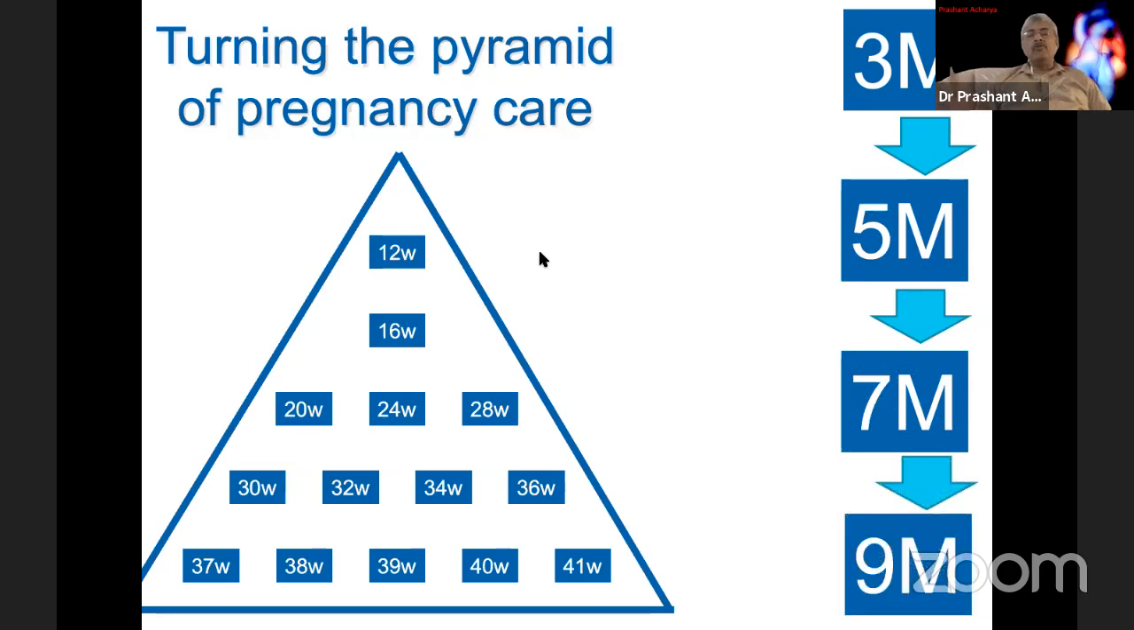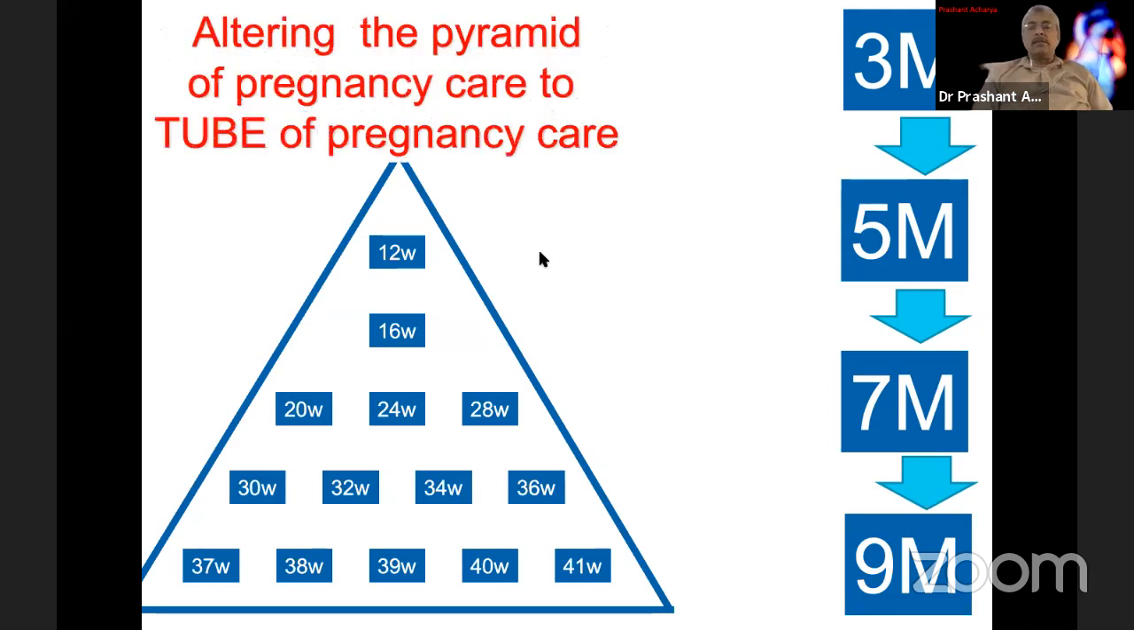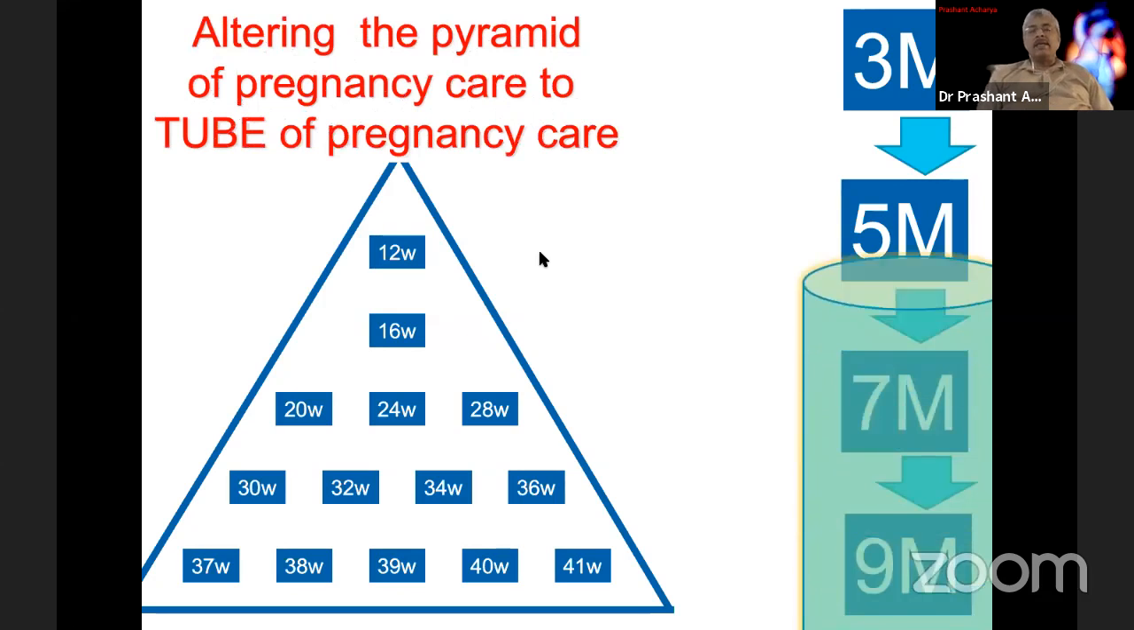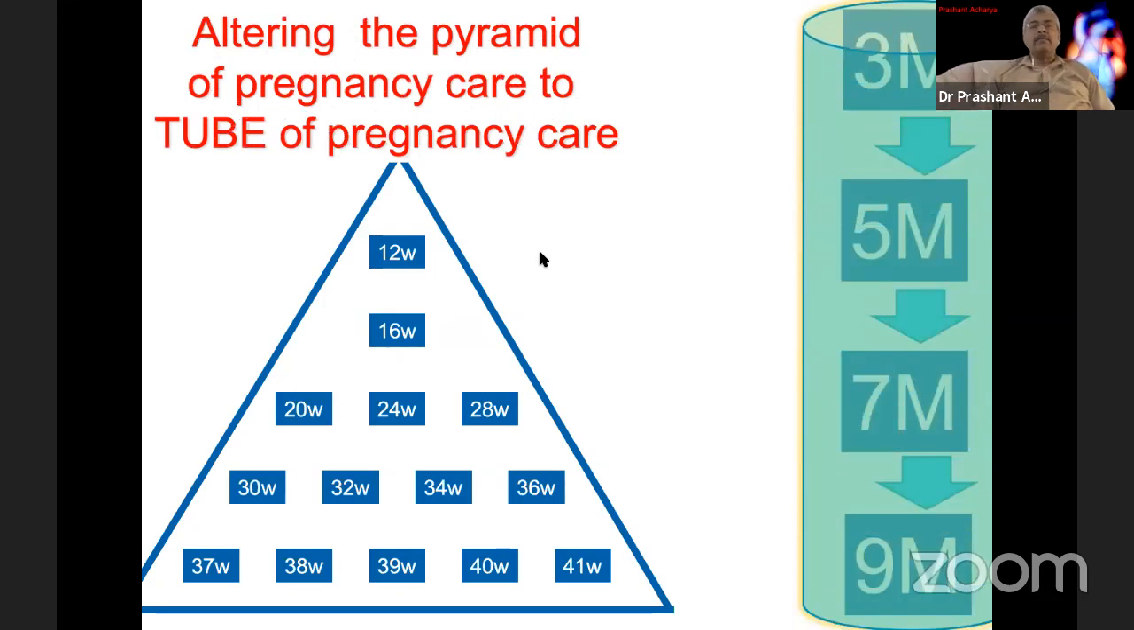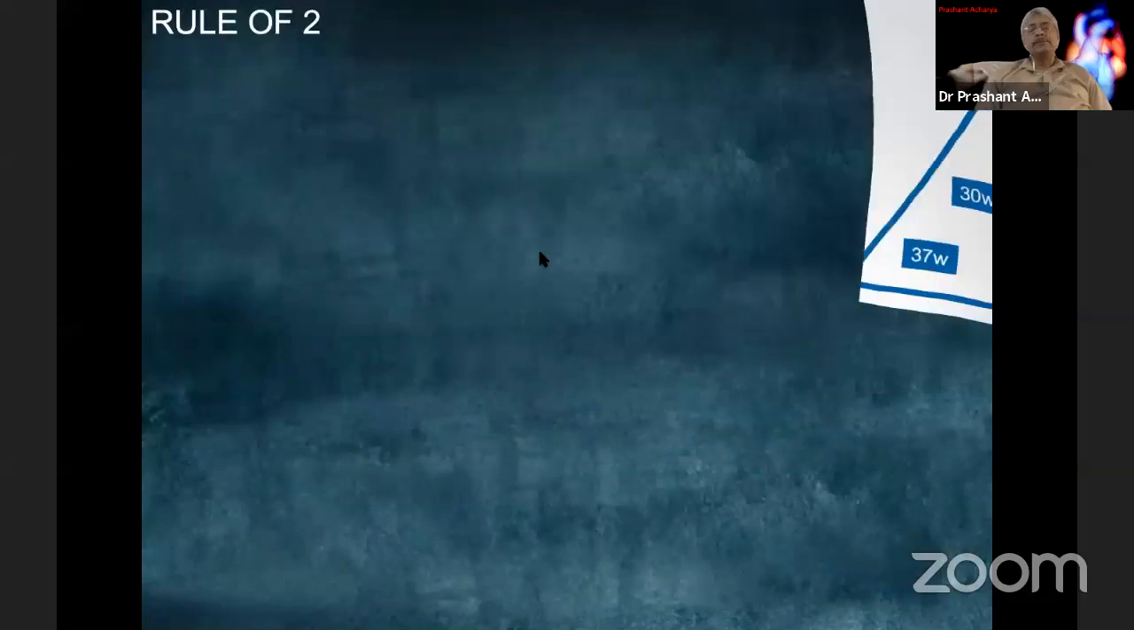That is by doing ultrasound and detailed ultrasound for decision making. 3 months, 3, 5, 7, and 9. If we perform these 4 ultrasounds together, what we call it is a tube of pregnancy care, not pyramid of pregnancy care, but this is tube of pregnancy care: 3, 5, 7, and 9. This is a concept which Paras Hospital, Ahmedabad, we have floated across, and we find quite a lot of satisfactory result because of this tube care.